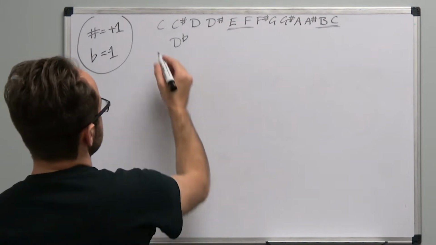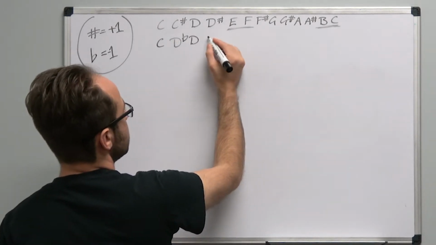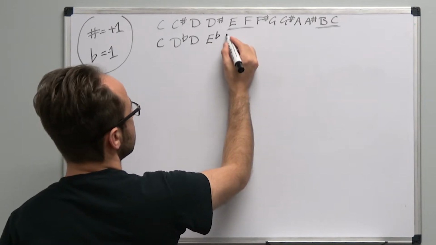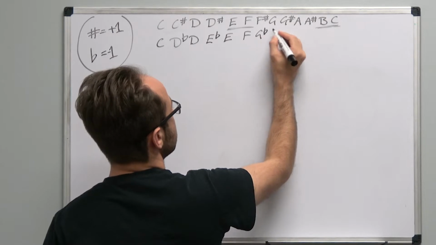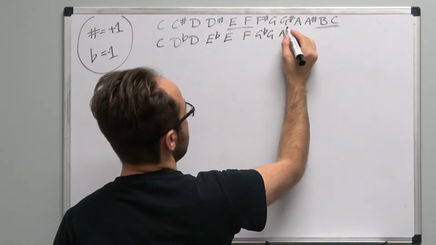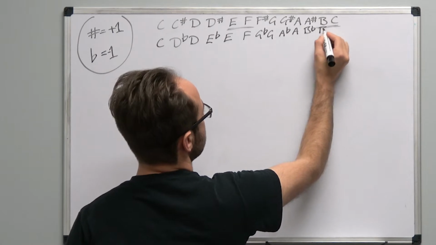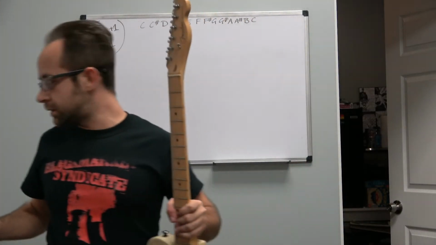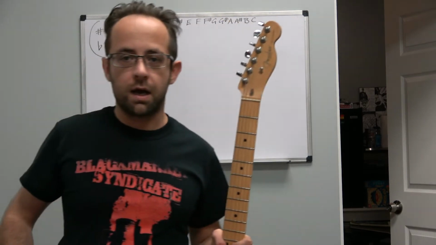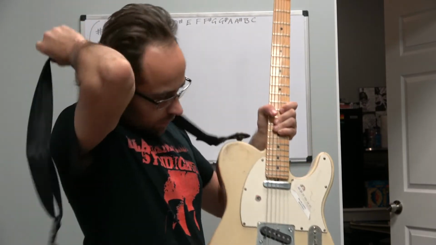Okay, so C, D flat, D. D sharp could also be named E flat, E, F, G flat, G, A flat, A, B flat, B, C. Alright, so this set of notes does not really sound good when you just play it.